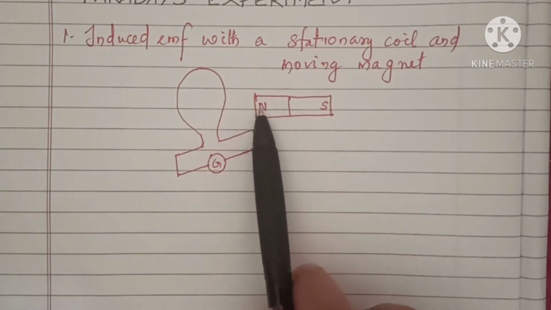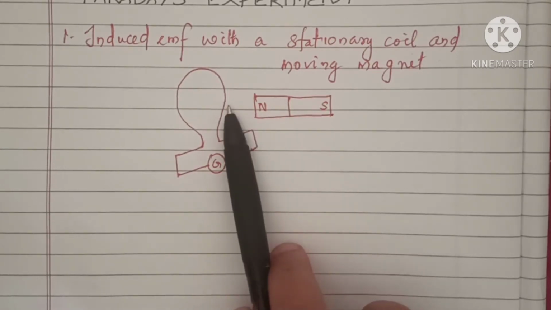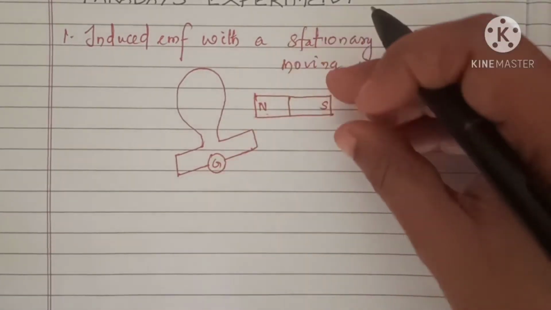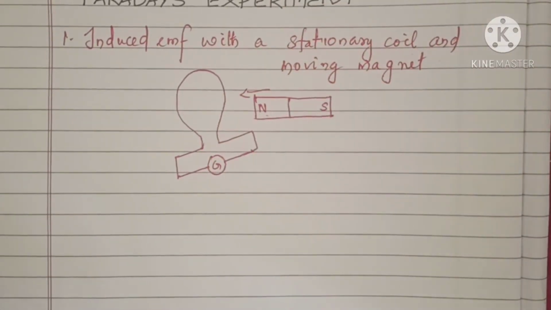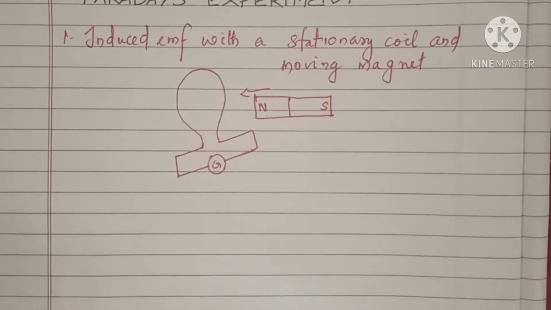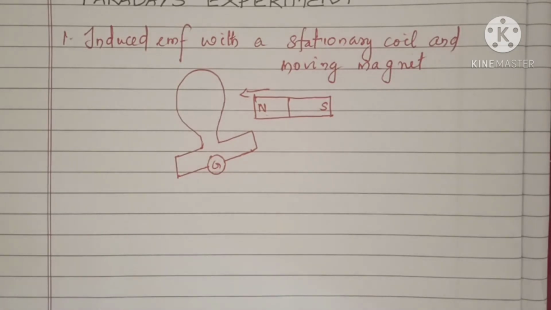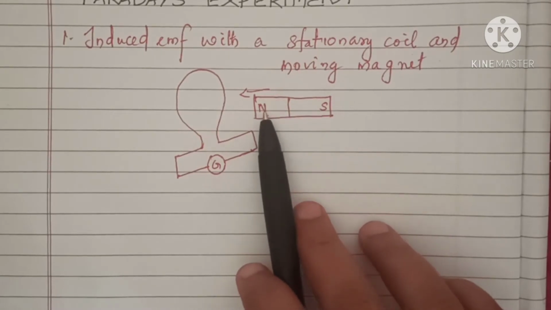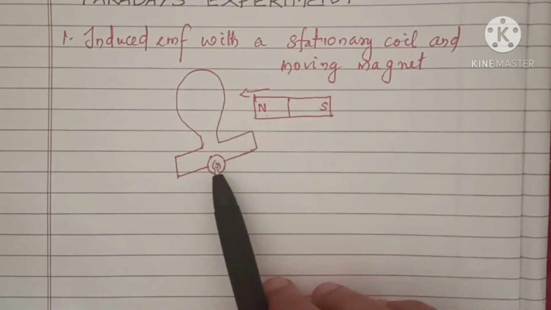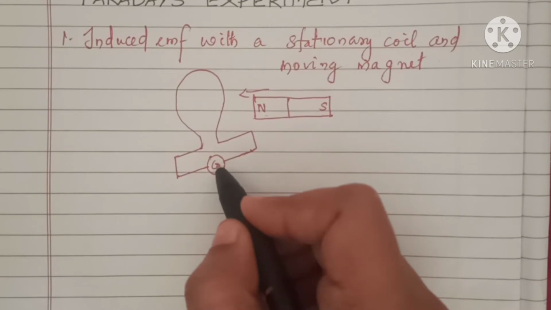the north pole of the strong bar magnet is moved towards the coil. Understood? This part I am moving like this towards the coil. So you can see, suddenly there is a deflection in the galvanometer. When you are moving the magnet with its north pole towards the coil, a deflection is shown by the galvanometer. Suppose you consider the deflection is to the right.